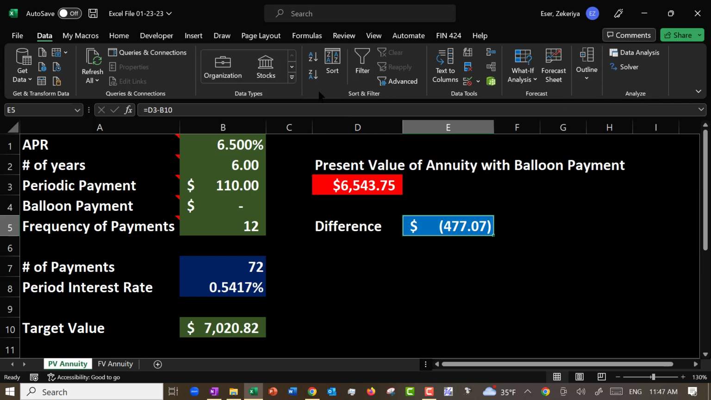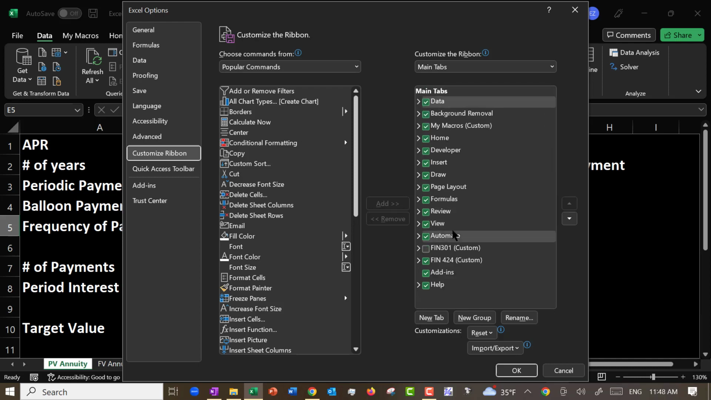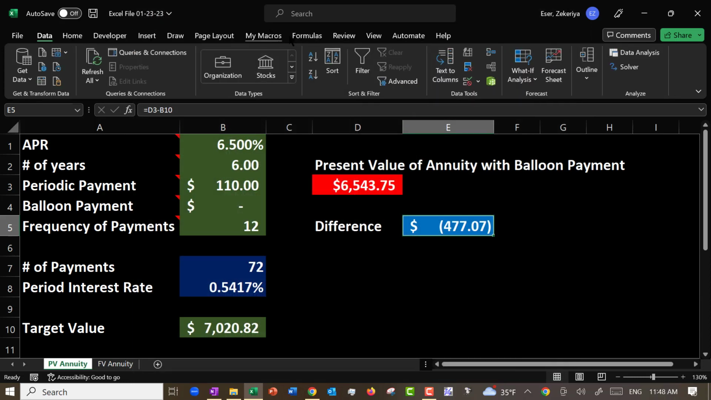On any tab, right-click, customize the ribbon. Suppose I want to move these macros up here. Suddenly my macros move there, okay? Normally the Data tab is somewhere around here for you guys.